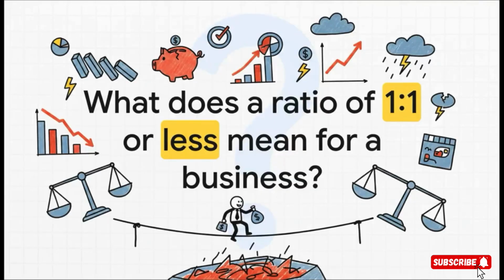And that kind of leaves us with one final thought, doesn't it? We've seen what a healthy 2 to 1 ratio looks like. But what does a ratio of 1 to 1 or even less really mean for a business? What kind of financial tightrope is that company walking, day in and day out? Something to think about.